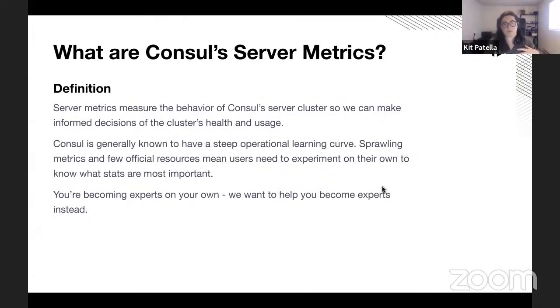So when we talk about server metrics, we mean metrics that help you observe the server cluster. So that's anything that's a voting member or just a read replica or a non-voting member, and that core quorum that serves requests for Consul agents. That helps you make informed decisions about what your cluster is doing, if it's healthy or unhealthy, which you definitely want to fix, or just get an idea of what your workloads look like, like how many DNS requests you're making, KV requests, stuff like that.